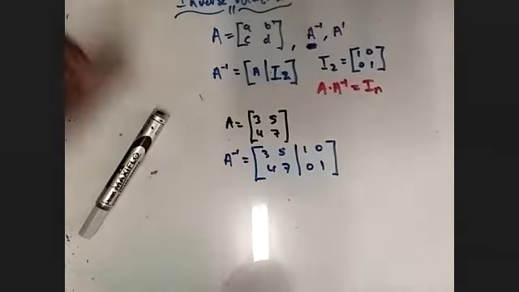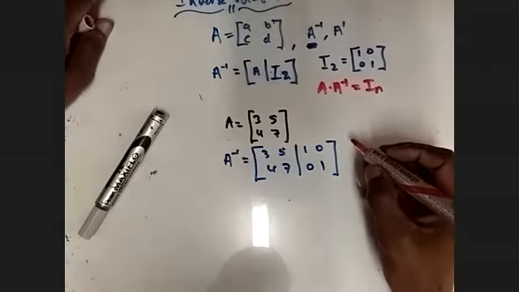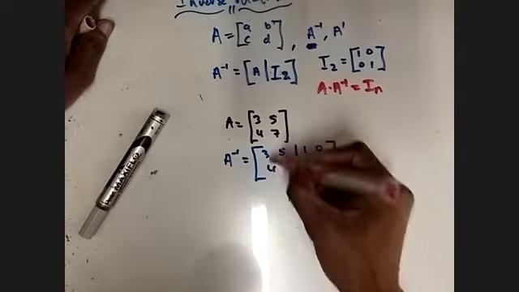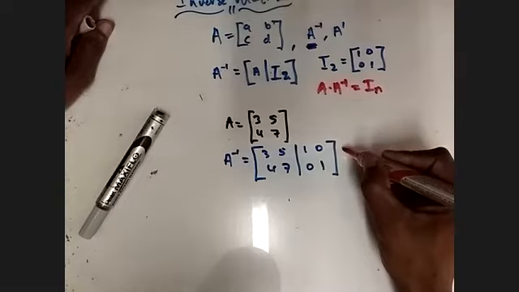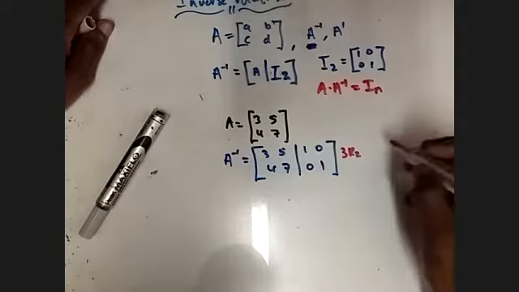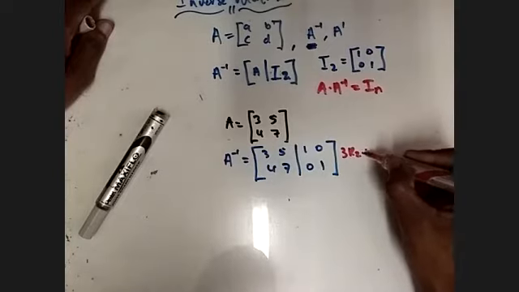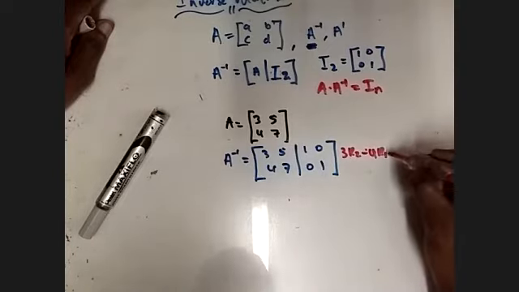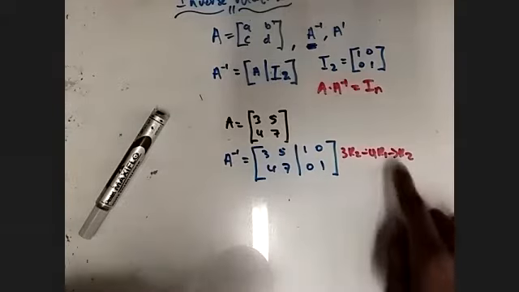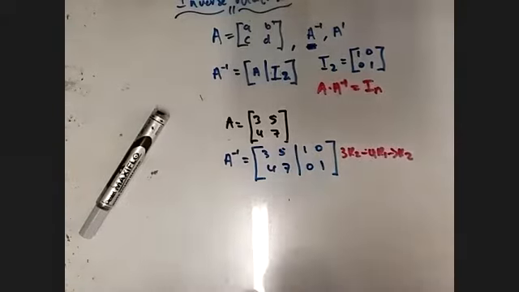Now, let us do this one. I can multiply this one by 4, and this one by 3, such that they are the same. So I'm going to say 3 times R2, because I see this number is bigger than this one, minus 4 times R1. This should give me R2, okay? 3 times R2 minus 4 times R1 should give me R2, okay?